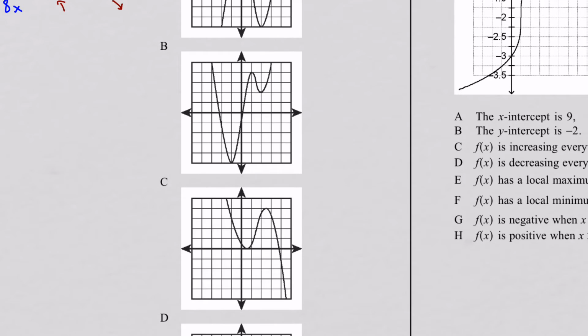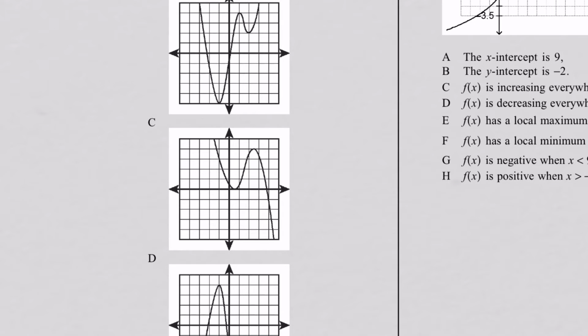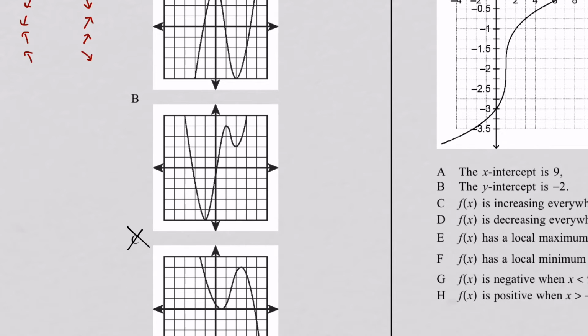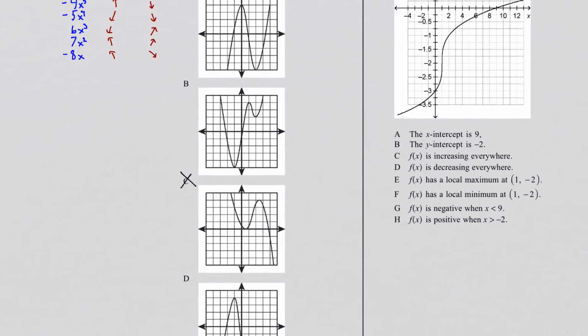B is not eliminated. C is eliminated, right? Because it's going up on the left, down on the right. And D is not eliminated because it's going the same direction in both, right? Down and down. And this one is going up and up. Okay, so it's either B or D.